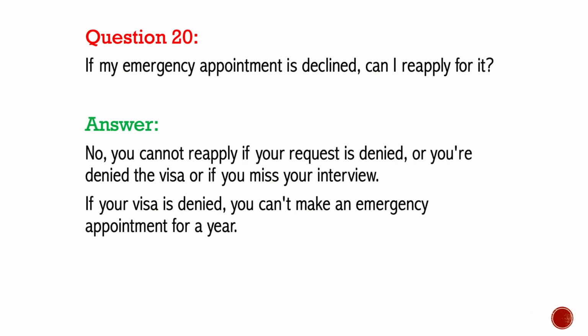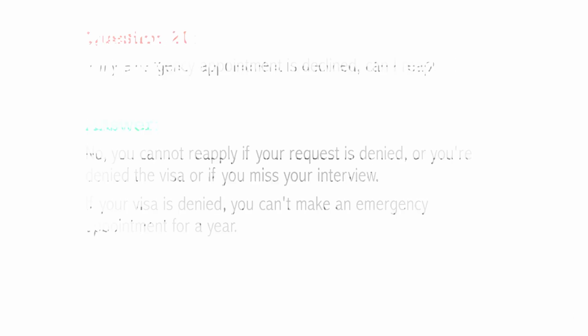Question 20. If my emergency appointment is declined, can I reapply for it? No, you cannot reapply if your request is denied or if you are denied a visa or if you miss your visa appointment. You can only request one emergency appointment, and if the consulate doesn't have emergency slots, your request may be denied. If your visa application is denied, I don't think you can even make an emergency appointment for a whole year.